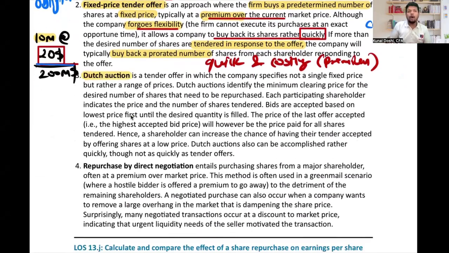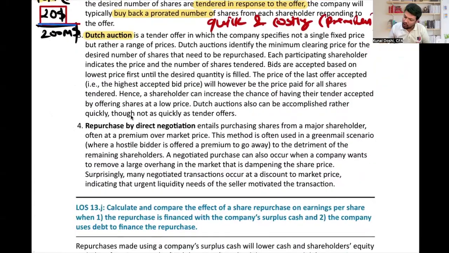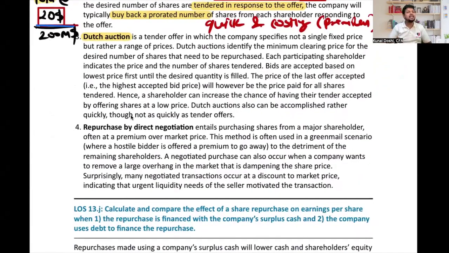And then one common process is the Dutch auction. What is a Dutch auction? A Dutch auction is similar to what we did in the tender offer, where you tender the shares that you want to take up from the market, but here not at a fixed price, rather a range of prices. So a minimum clearing price is set up, correct? And investors will do what? They will bid. Here, I would say rather they will offer, instead of bid, because they're giving up the shares, right?